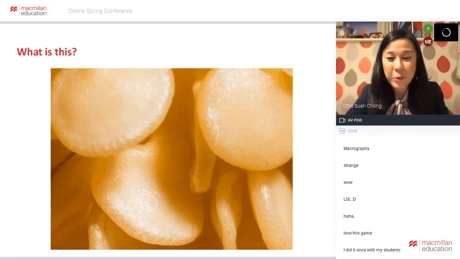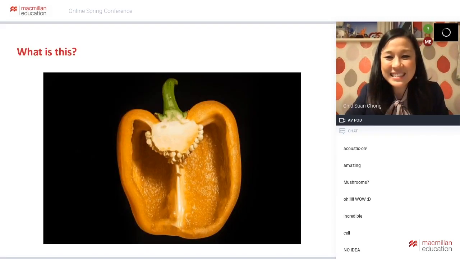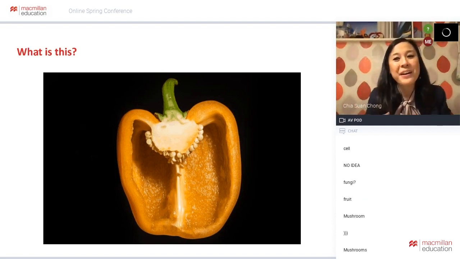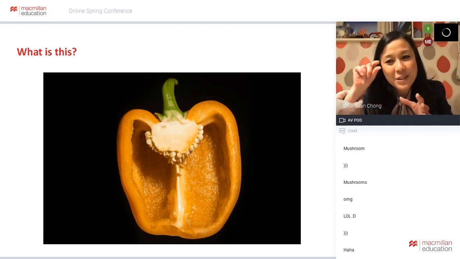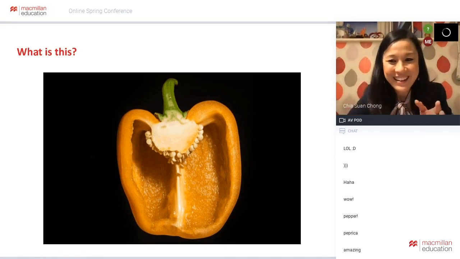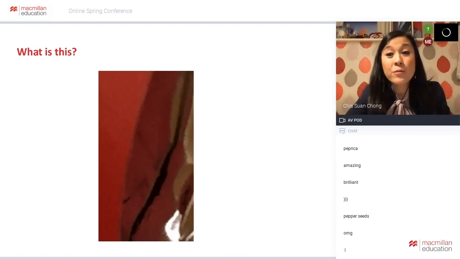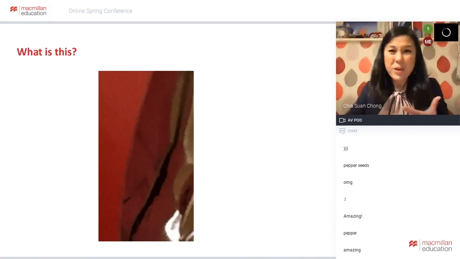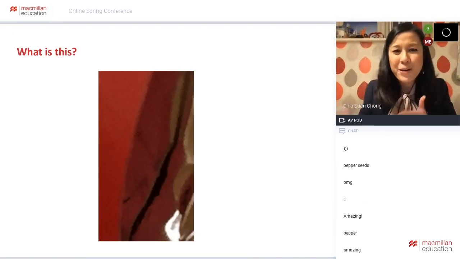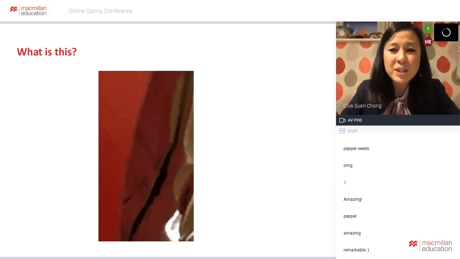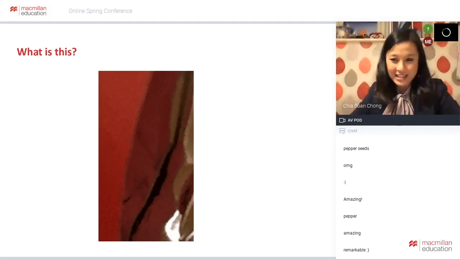This is amazing. What's this? It's part of the pepper. It's the seeds of the pepper zoomed right in. Isn't that amazing? Now, I've got my own version of that. I've done my own version. With the rubbish camera on my phone, I've taken this photo and I've asked my students, what's that?